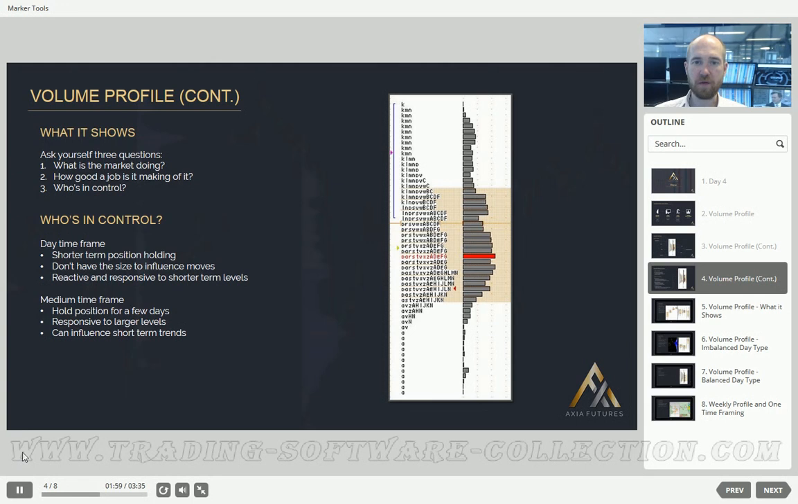They will hold their positions for a few days. As I say, they're going to have a little bit of influence, more so as they get out of trades en masse when they break over certain levels.